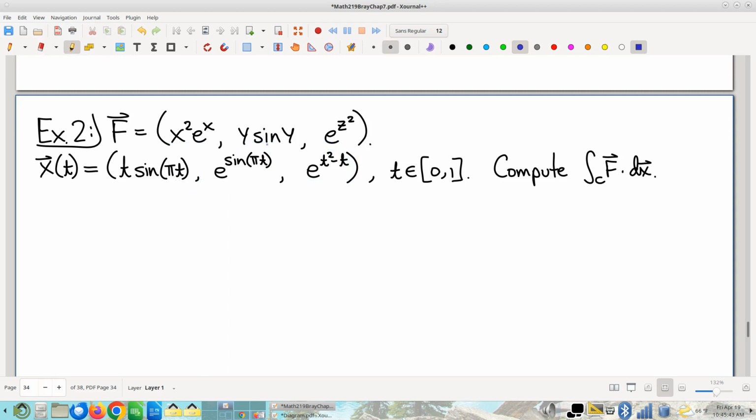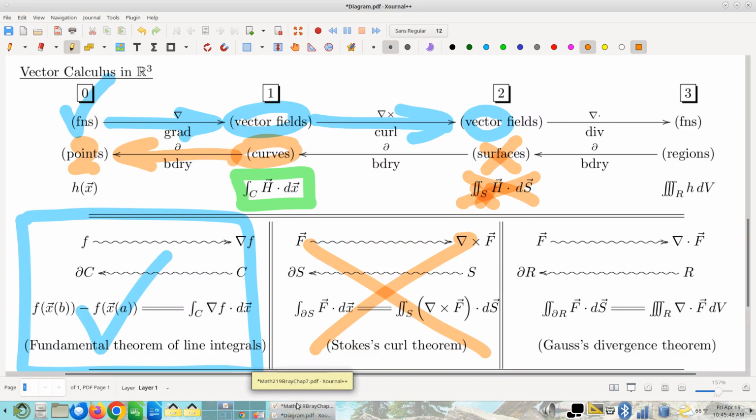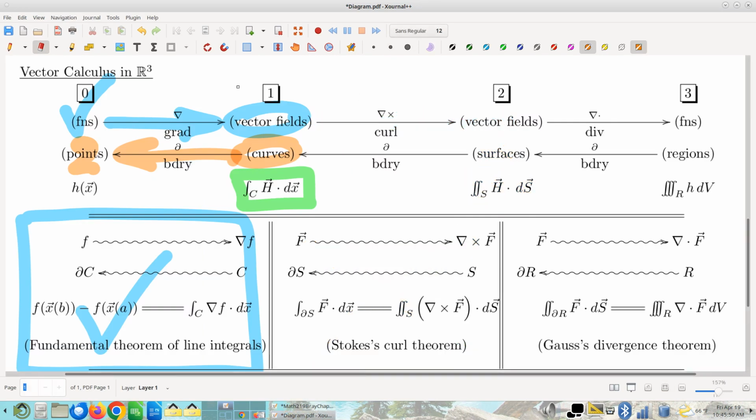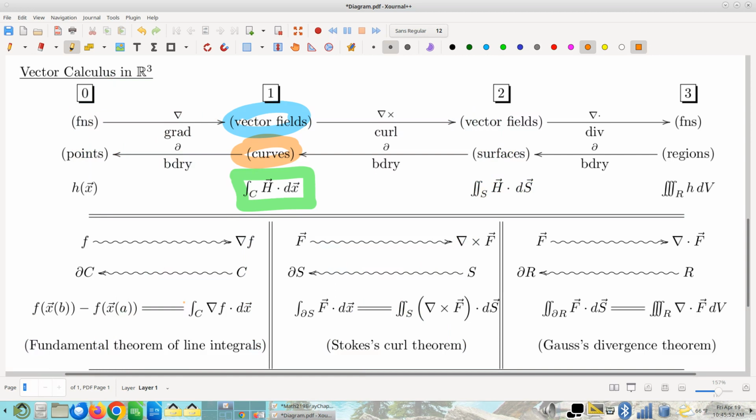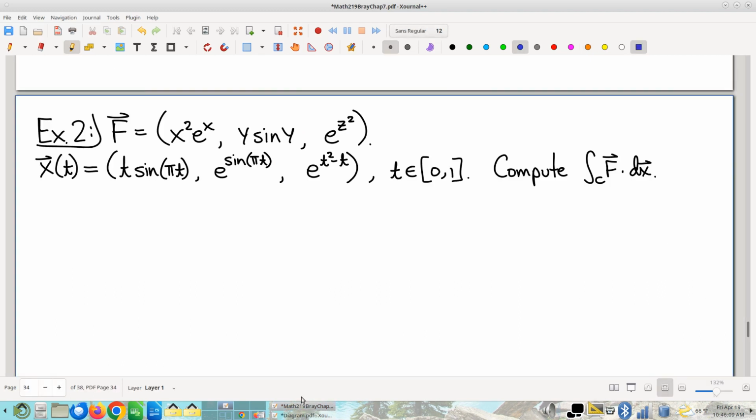Okay, let's see here. Next, well, let's go back to the diagram. Let me clean all this up. We're looking at a line integral in R3. We have a curve, we have a vector field. We're going to draw the same conclusions. The diagram tells me I should compute the curl, see what I get. The diagram says I should think about the boundary, see what I get. And so let's do that.